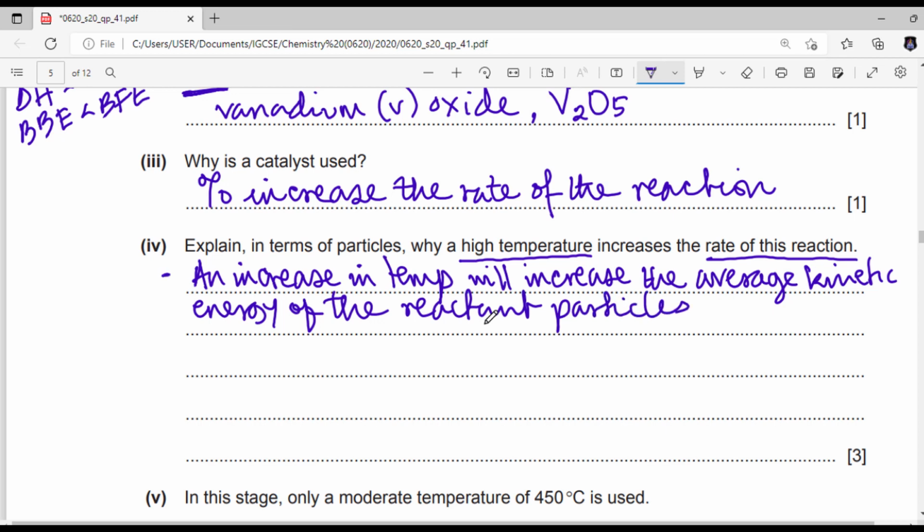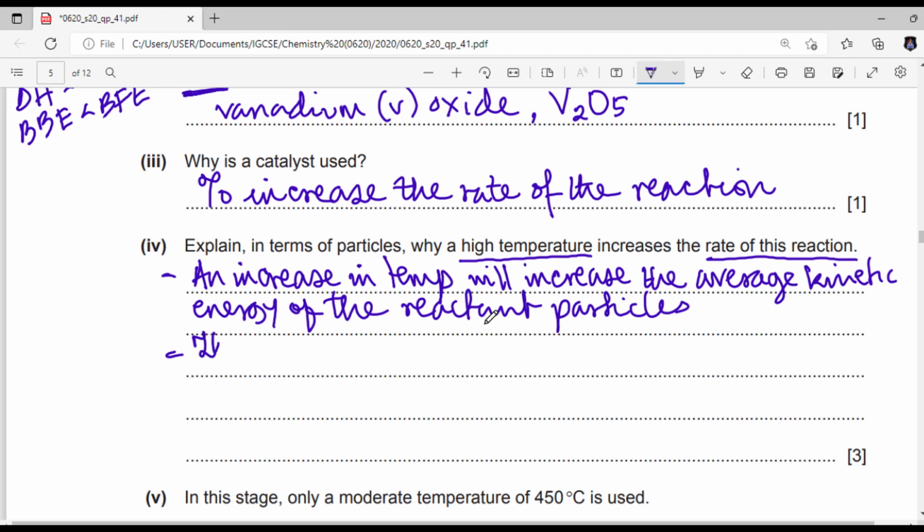That's one point. Now the next point is that when the average kinetic energy of the reactant particles increases, what will happen to them? They will move faster, right? They will move faster and collide more frequently with one another. So what then happens here?